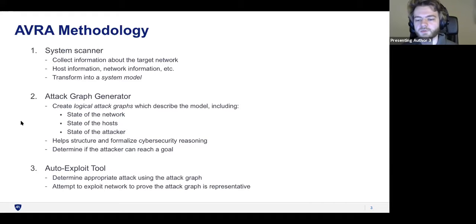In the second stage of the pipeline, we have our attack graph generator, which is where, of course, we create the logical attack graphs. Again, these can be thought of as a set of logical dependencies that the attacker needs to reach some sort of goal. So that might state something like, this machine is vulnerable, and the attacker has this password, and he knows how to log in as this other user. So given those things, the attacker has user privileges on this host.